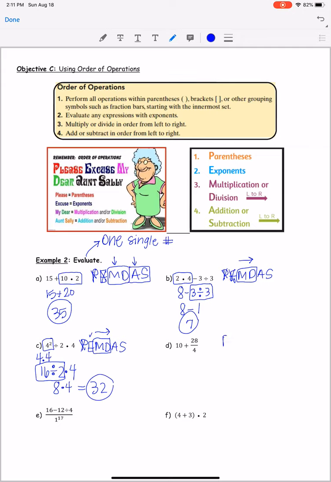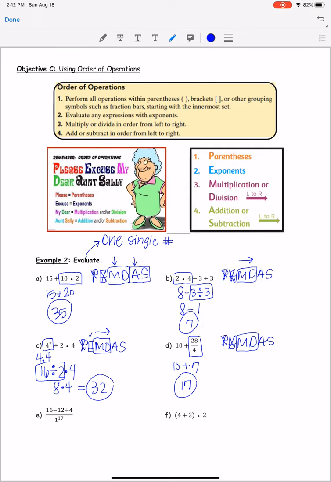On D, we've got please excuse my dear Aunt Sally. We have no parentheses. We have no exponents. So do I have anything to multiply or divide? Yeah, we only have one thing here. 28 divided by 4 is 7. So drop down everything else we haven't used. Haven't used this plus and haven't used this 10. So use your one last operation. 10 plus 7 gives me 17.